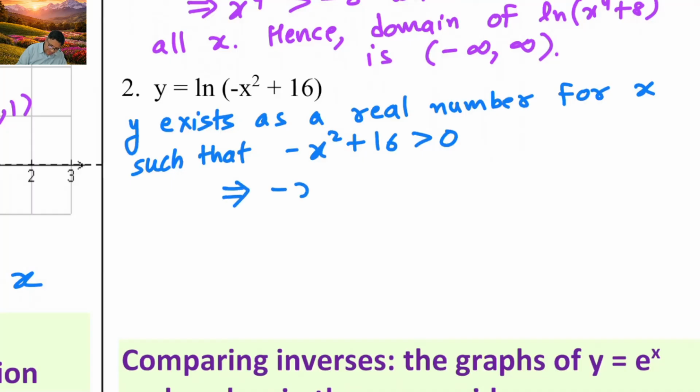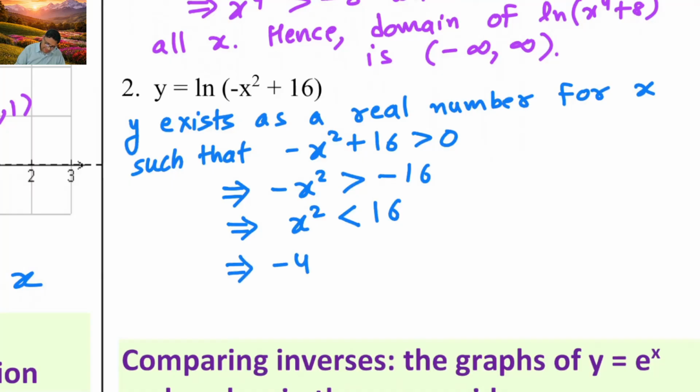That implies negative x square is greater than negative 16. Both sides negative, so you multiply by negative 1, and remember to change the direction of the inequality, right? X square is less than 16. That means negative root 16, which is negative 4, will be less than x, which will be less than 4. Whenever x square is less than a positive number, that is the conclusion. We have talked about that in the earlier chapters.